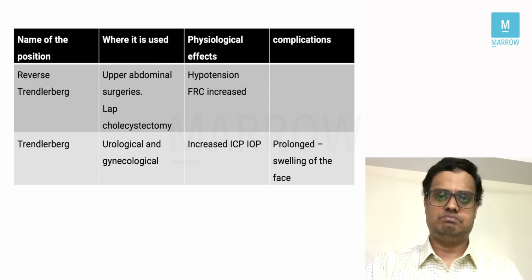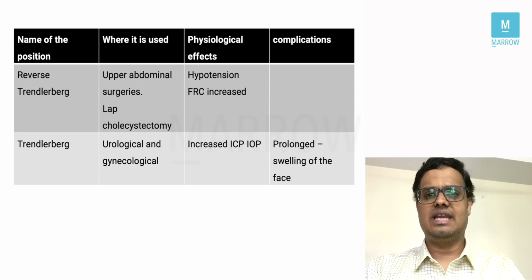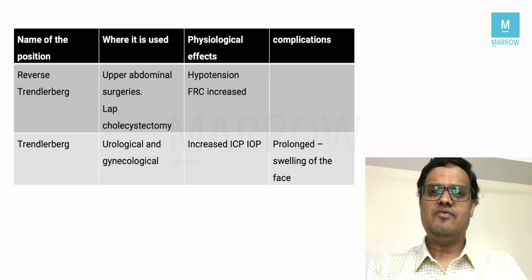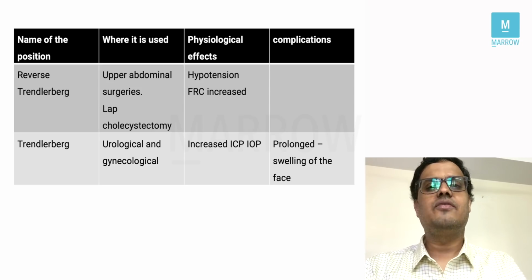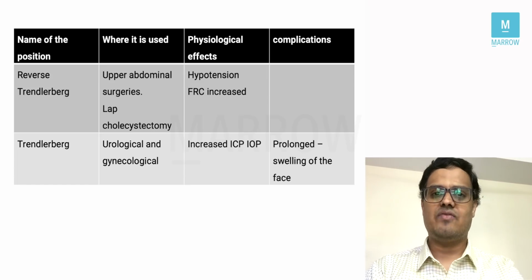The third one, which has now been asked in your examination, is the reverse Trendelenburg position. Most of the time, upper abdominal surgeries like laparoscopic cholecystectomy use this position. So what is the physiological effect of it? The patient is in head-up position, so there can be chances of hypotension.